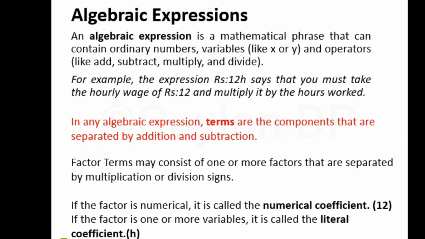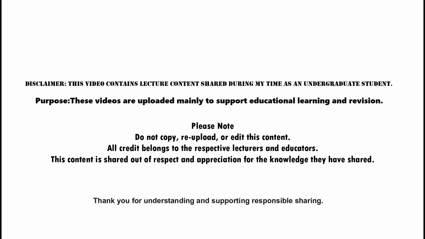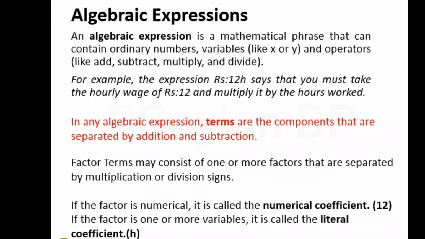In here the main point is the numerical coefficient as well as the literal coefficient is there. So to make an example, the expression 12H says that must take the hourly wage rate. Hour එකට රුපියල් 12යි wage එක. Rupees 12H. එතකොට වැඩ කරන පැය ගාන H විදිහට allocate කරාම, we can easily calculate his salary.